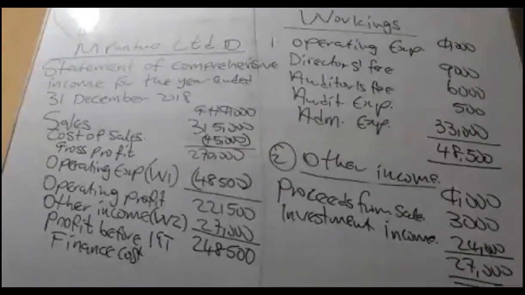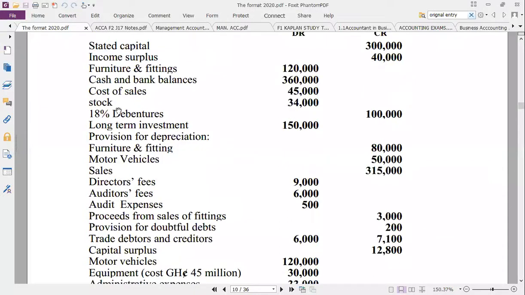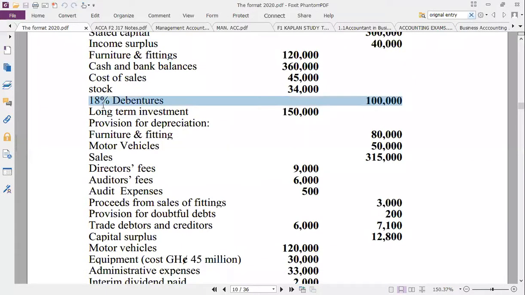Good. Now let's go to the question. In this question, we only have one. That's the interest on the debentures. So 18% debenture. Here, once there's 18% in a question, we have to calculate by ourselves by striking it on what?